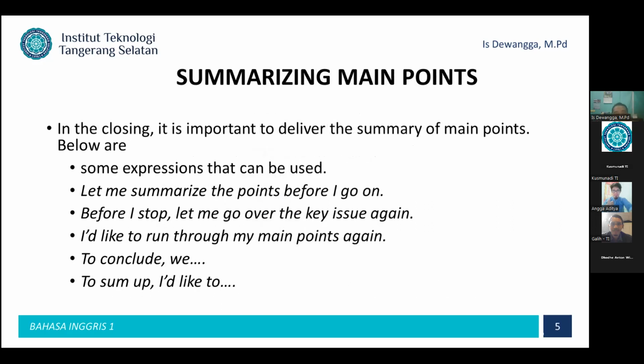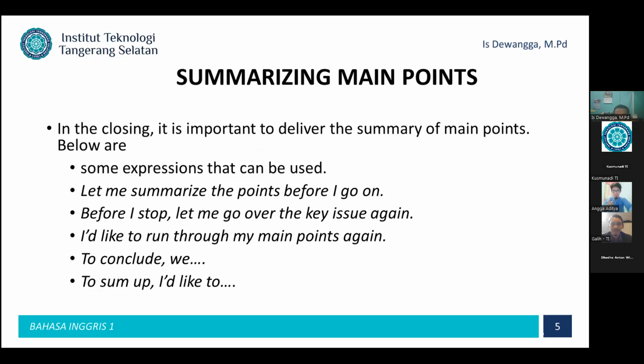And then the second one, summarizing the main point of your presentation. So in the closing, everyone, you have to remember that it is very crucial and important to deliver the summary of the main point of your presentation. You may use these expressions below. It is, for example, some expressions that can be used.